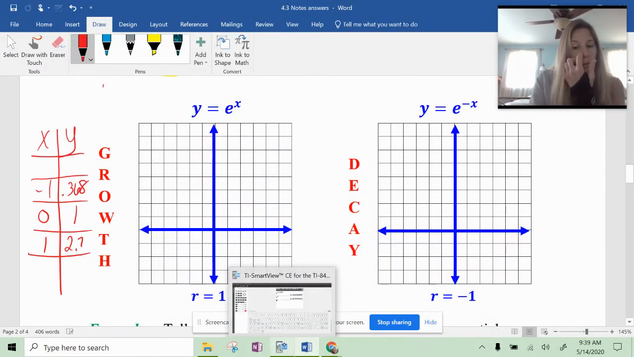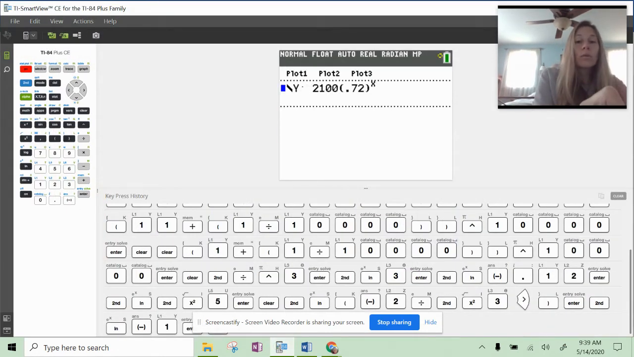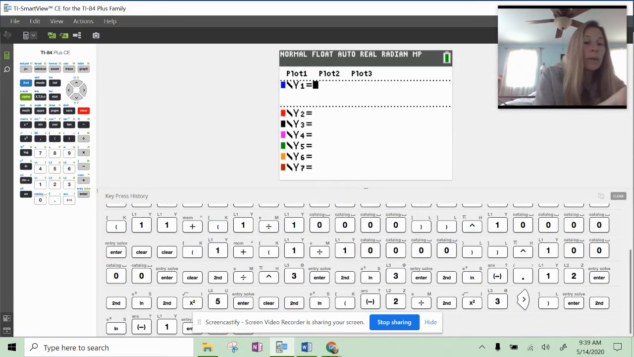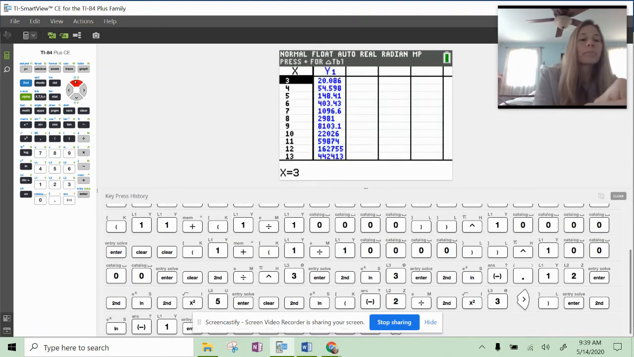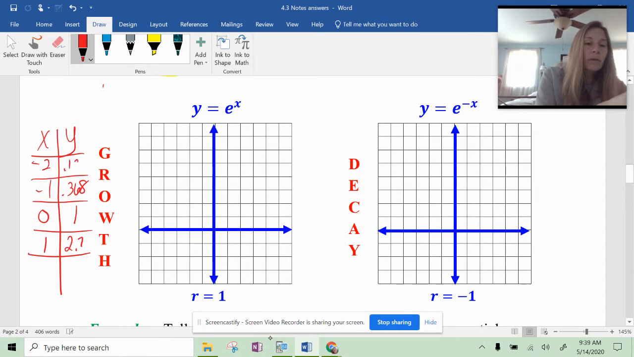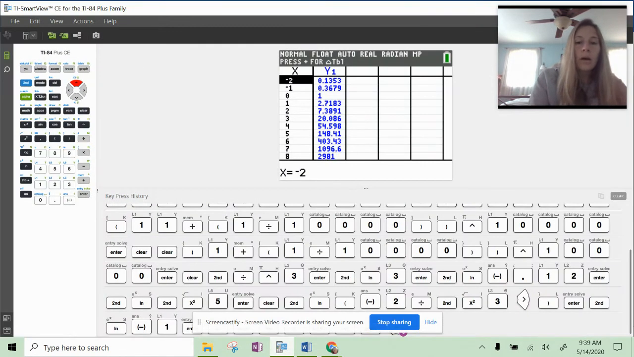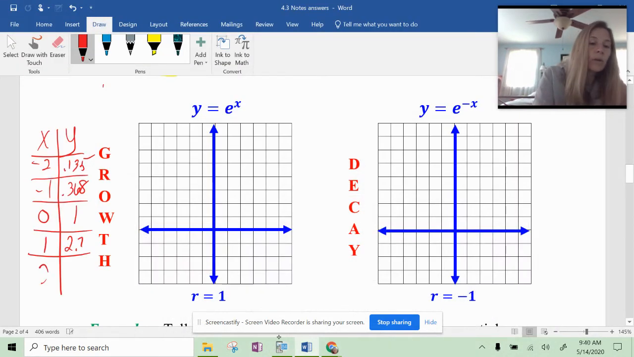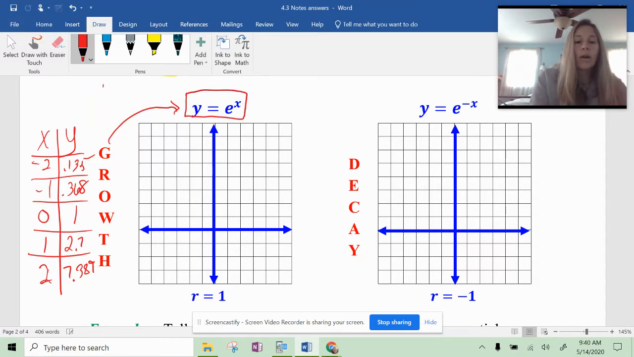Now, of course, you can also do this on your graphing calculator as a y equals. So I can just simply type in my E, and I can raise it to x. And then when I go to my table of values, I can get the numbers from there. So negative 2 would be 0.135. And 2 is 7.389. Now, in any event, we know that this is going to be growth here because the R is a positive, right?